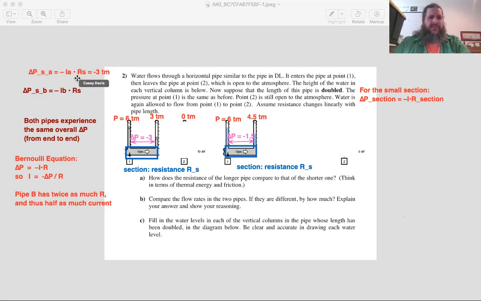So if we replace current B with 1/2 current A, we also know that negative current A times resistance of the section is -3 tick marks. So we can make that substitution. Negative IA times resistance of the section is -3 tick marks. But this divided by 2 turns it into -1.5 tick marks. Okay, I see where you got it now. So that's our delta pressure for just that section.